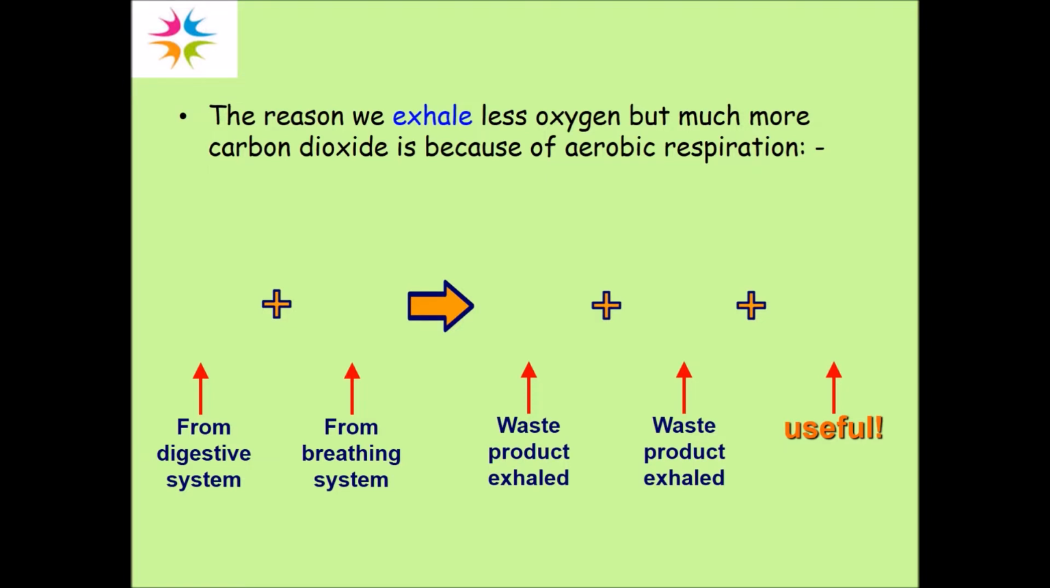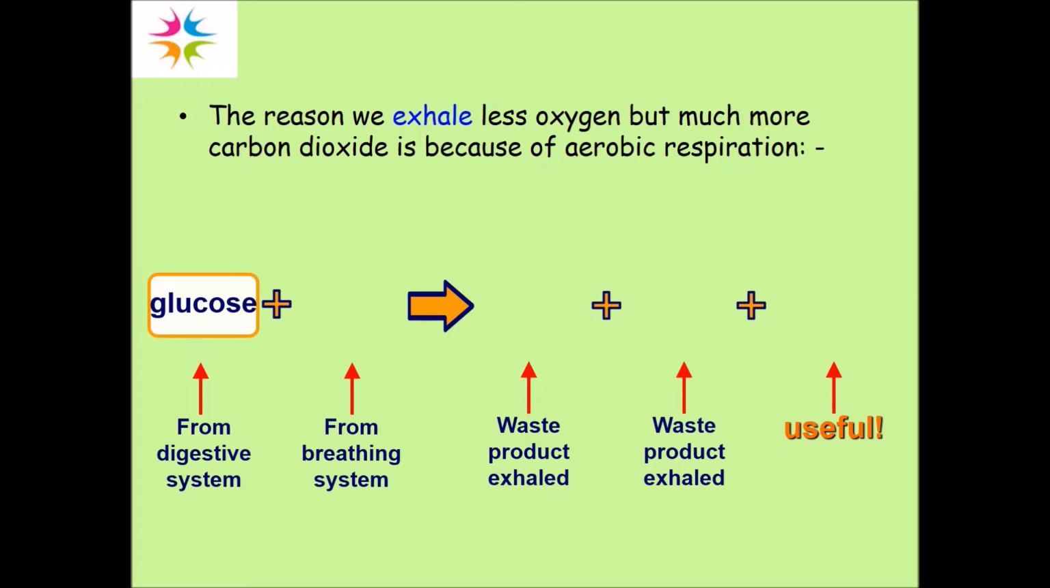In the last lesson we looked at why we have less oxygen in exhaled air and more carbon dioxide in exhaled air. And this equation helps to explain it. The reason we exhale less oxygen but more carbon dioxide is because of aerobic respiration.